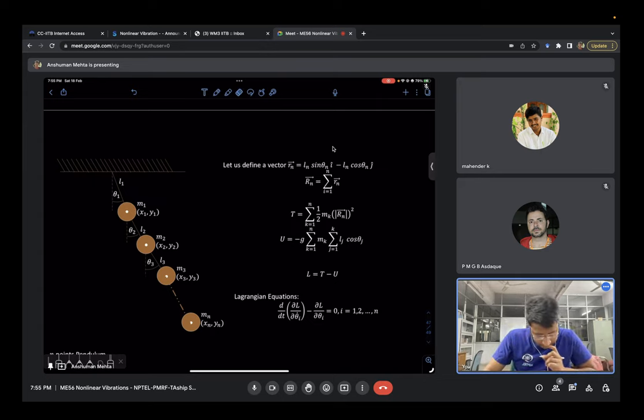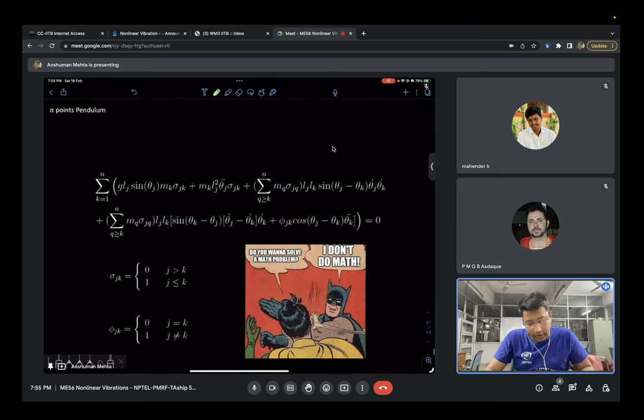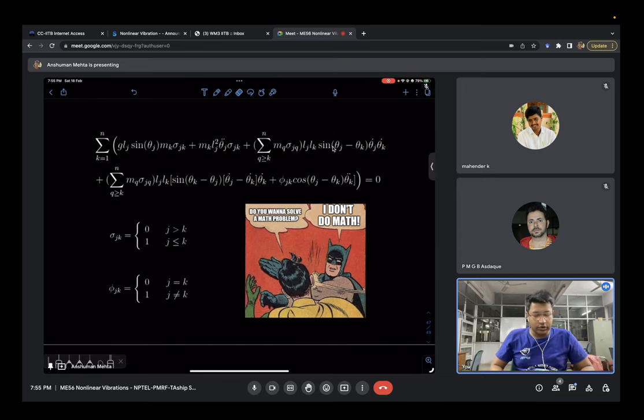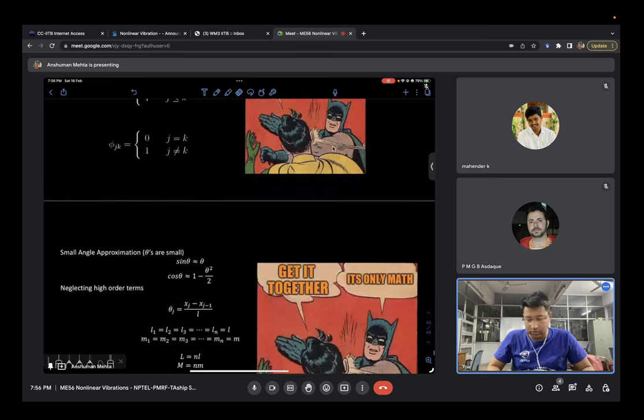Okay. So we will be using the summation signs. So for n points, we can define some functions. Whenever this summation sign is there, we can define some functions, and our main aim is to convert this summation to an integration symbol. So do you want to solve more math problems with me? So you are saying no, I don't do math.